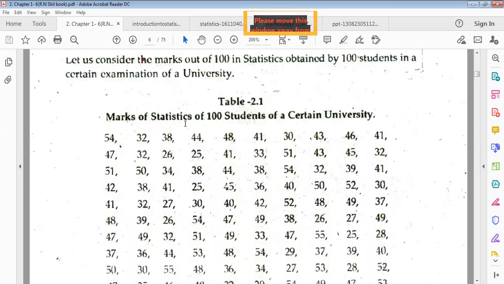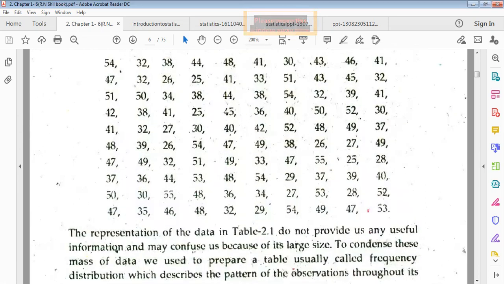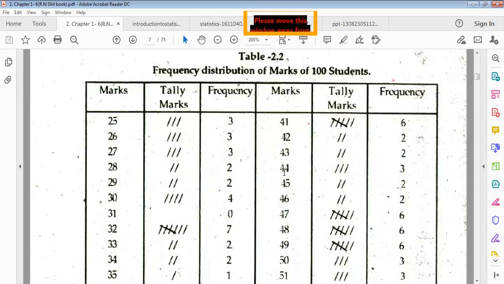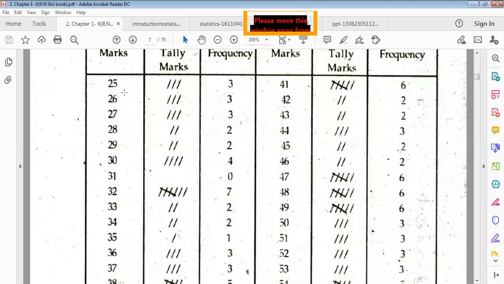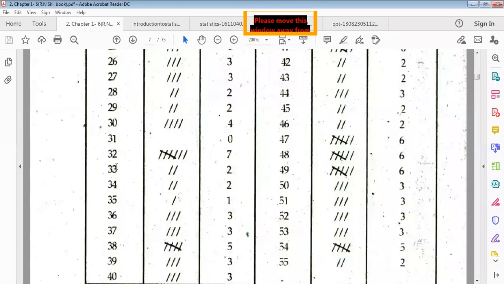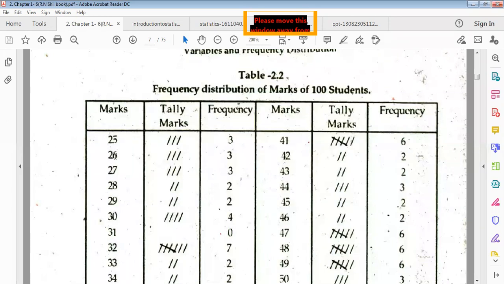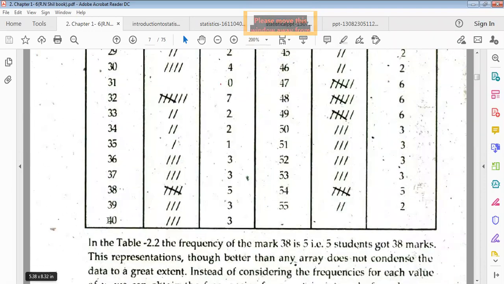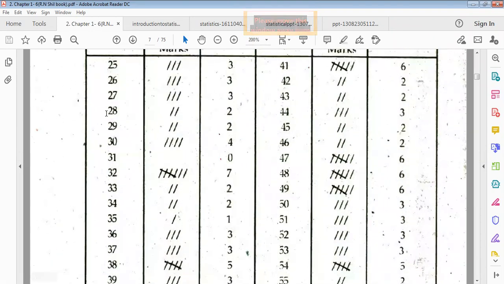Now, frequency distribution. Suppose the marks in statistics of 100 students of a certain university. These are the marks of 100 students. This is actually discrete data, represented by discrete variables. Now we can make a class interval with that. Suppose the marks are 25, 26, 27, then 32, 33, 34, up to 40. This is the highest mark and this is the lowest mark.